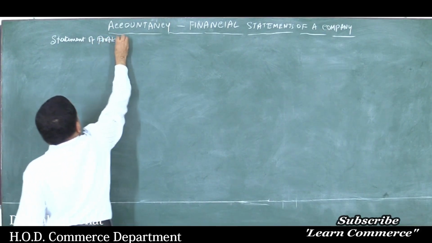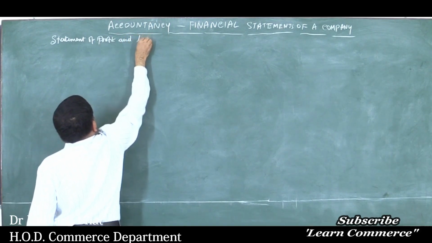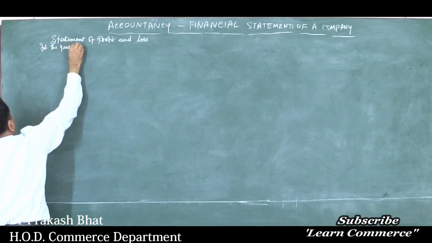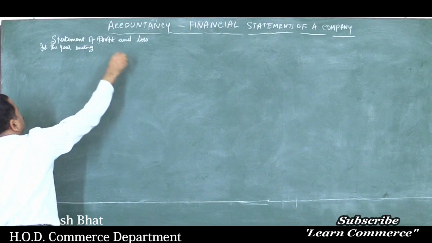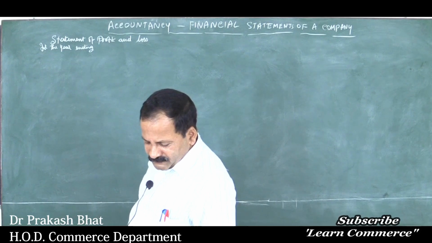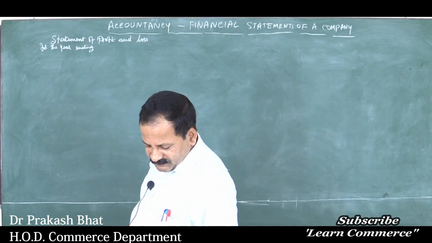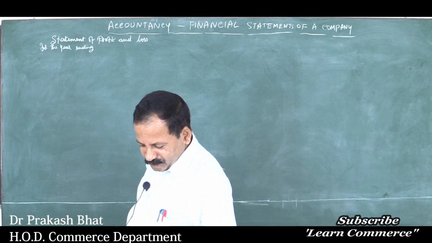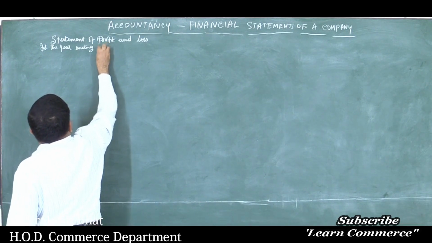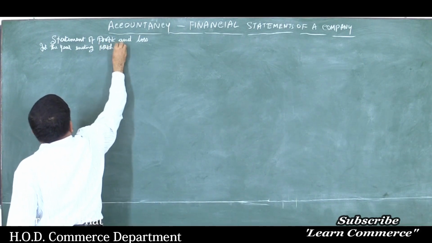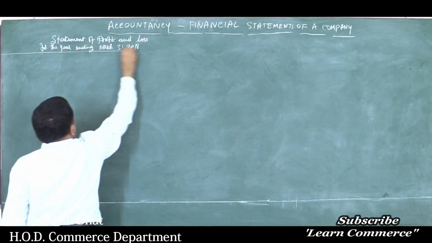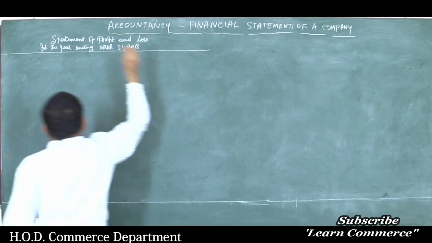Profit and loss statement for the year ending March 31st, 2018. It is given as March 31st, 2018 in the question bank, so let us follow that only. Let us draw the columns.